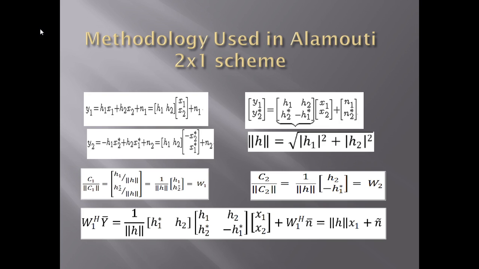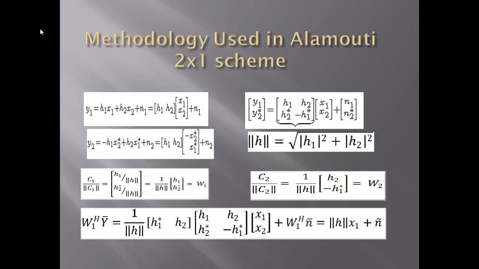The output received at the receiver antenna in the first time slot can be given by h1 x1 plus h2 x2 plus n1, where h is the channel matrix, x1 and x2 are the transmitted signals in time slot 1 by transmitting antennas 1 and 2, and n1 is the noise at the receiver. y2 is the signal received by the receiver in the second time slot and is given by minus h1 x2 conjugate plus h2 x1 conjugate plus n2, where h is the channel matrix, minus x2 conjugate and x1 conjugate are the signals transmitted by the transmitting antennas 1 and 2 in time slot 2, and n2 is the noise power in time slot 2 at the receiver.